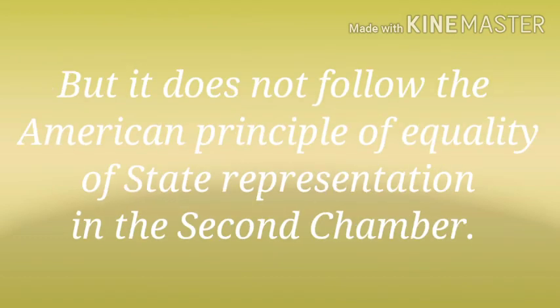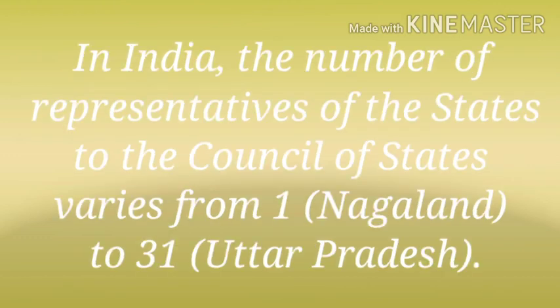But it does not follow the American principle of equality of state representation. In India, the number of representatives of the states to the Council of States varies from 1, for example from Nagaland, to 31 from Uttar Pradesh.